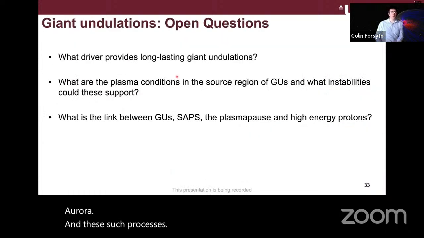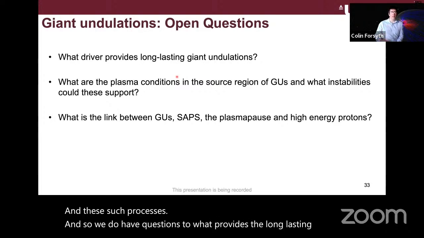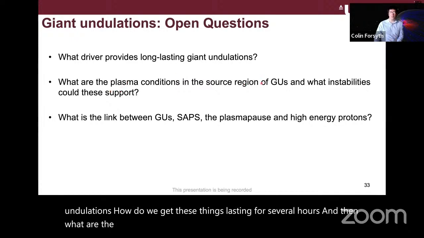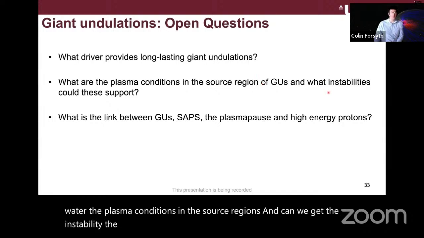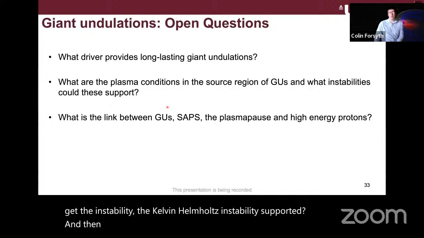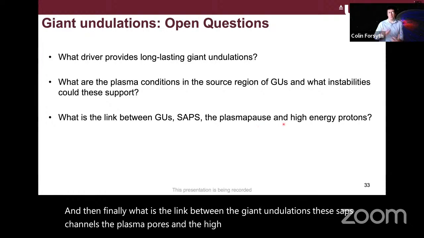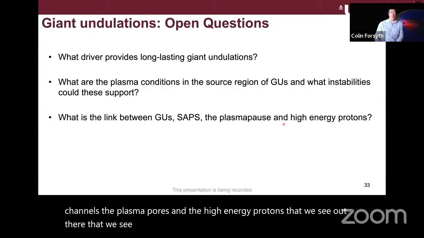And so we do have questions as to what provides the long-lasting giant undulations, how we get these things lasting for several hours, and then what the plasma conditions are in the source regions, and whether we can get the Kelvin-Helmholtz instability supported. And then finally, what is the link between the giant undulations, these SAPS channels, the plasma pores, and the high energy protons that we see out there, that we see these similar features in all of them.